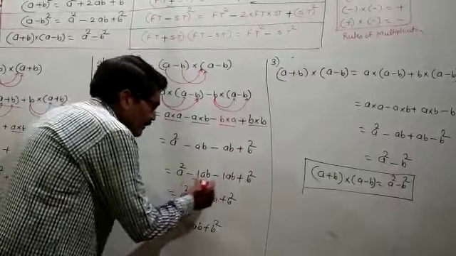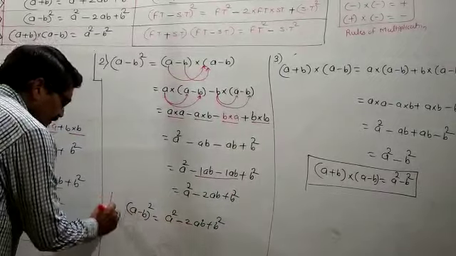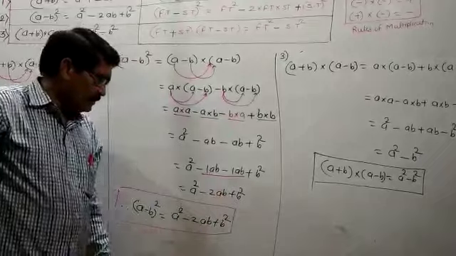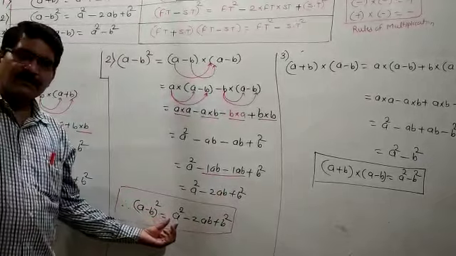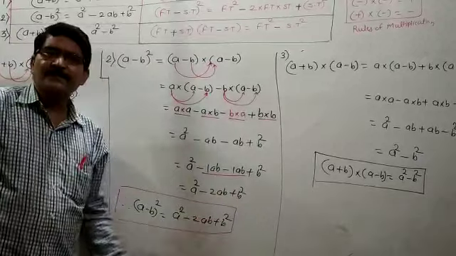This minus 1ab minus 1ab is equal to minus 2ab, and from that we get the identity: a minus b bracket square is equal to a square minus 2ab plus b square. That means first term minus second term, bracket square, is equal to first term square minus 2 into first term into second term plus second term square.